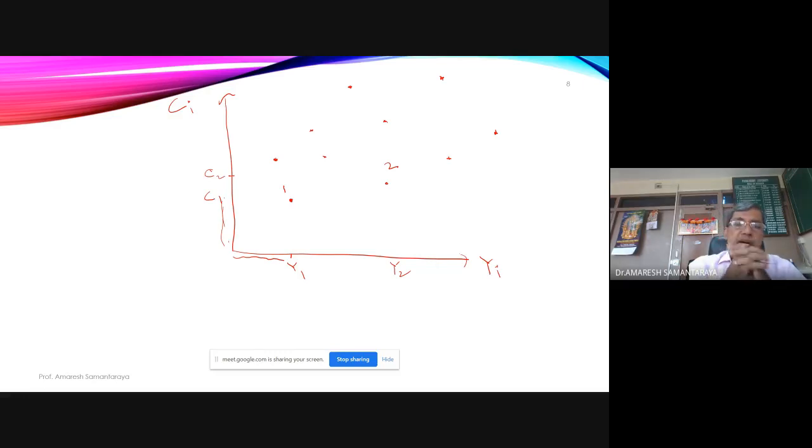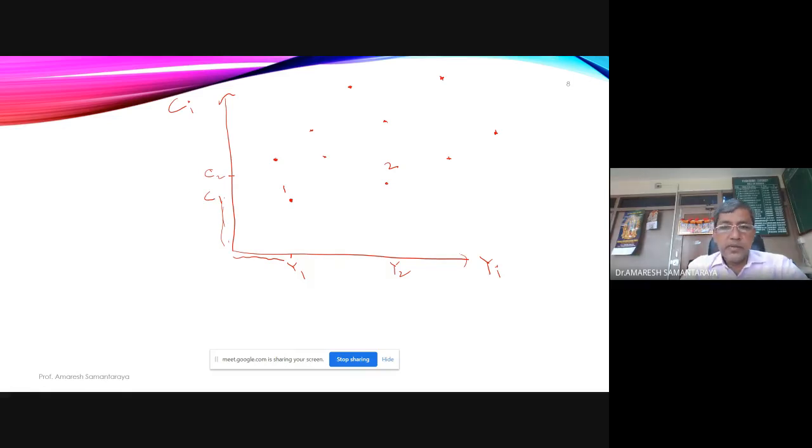So what the econometric model will be doing: we know the value of Ci, we know the value of Yi. Now, if we assume certain things about Ui, which we'll do a little later, by assuming certain things about Ui, we will try to fit a line, a curve, which will best explain the pattern of relation between Ci and Yi, which are given by these 10 points.